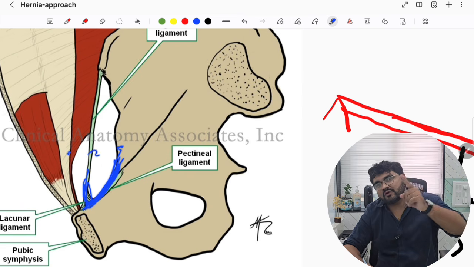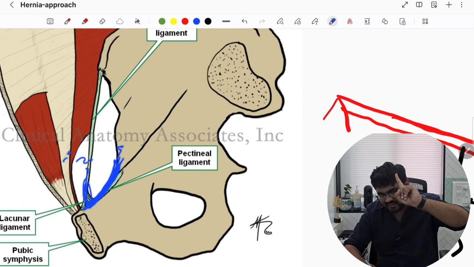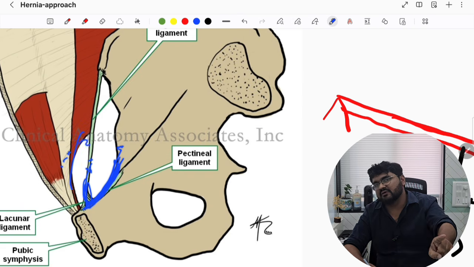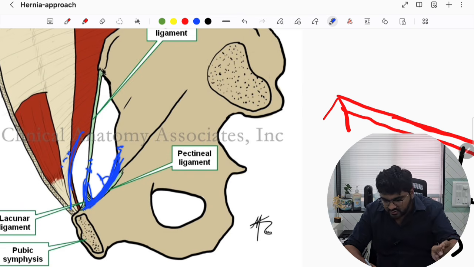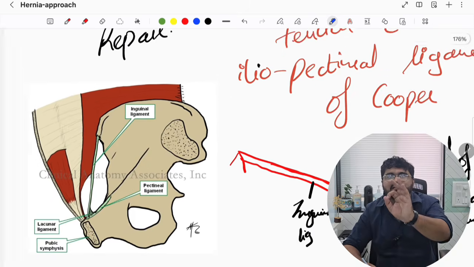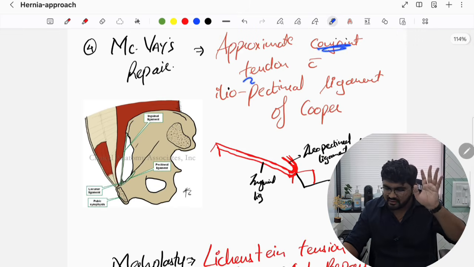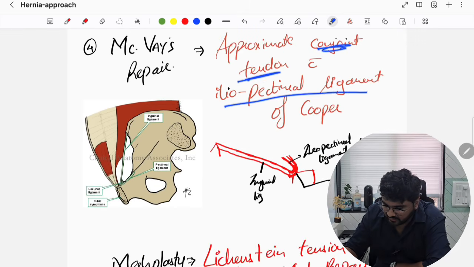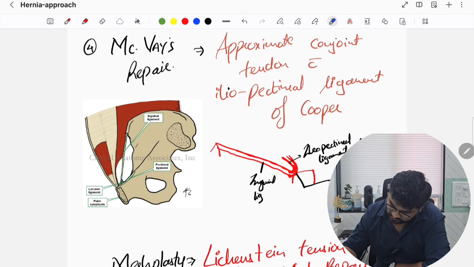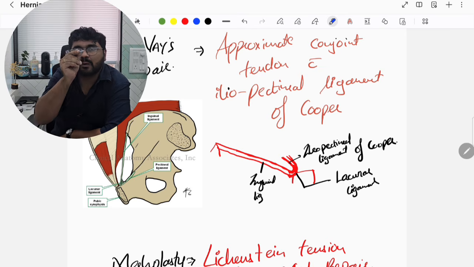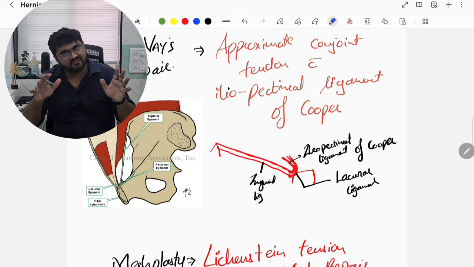So in Bassini's, what we were doing, we are suturing the conjoint tendon with inguinal ligament, the upturned part of inguinal ligament. Conjoint tendon with upturned part of inguinal ligament. What are you doing here? You are suturing the conjoint tendon with this iliopectineal ligament. That's it. You are approximating the conjoint tendon with iliopectineal ligament of Cooper. Okay, so this is McVeigh's repair. So these are all the herniorrhaphies you have.